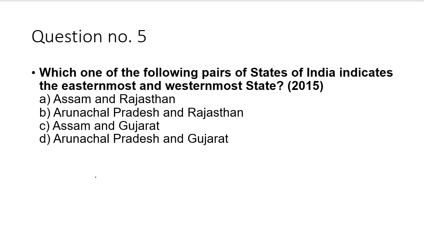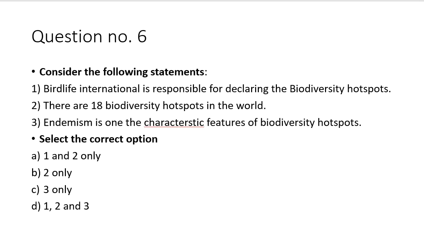So here is question number 5. The next question is very easy actually, right? Which of the following pair of states is the easternmost and the westernmost state of the country? Now, this is very easy actually. The easternmost state is obviously Gujarat, and the westernmost state of the country is nothing but Arunachal Pradesh. So Gujarat and Arunachal Pradesh. This one, D, is the correct answer, right?